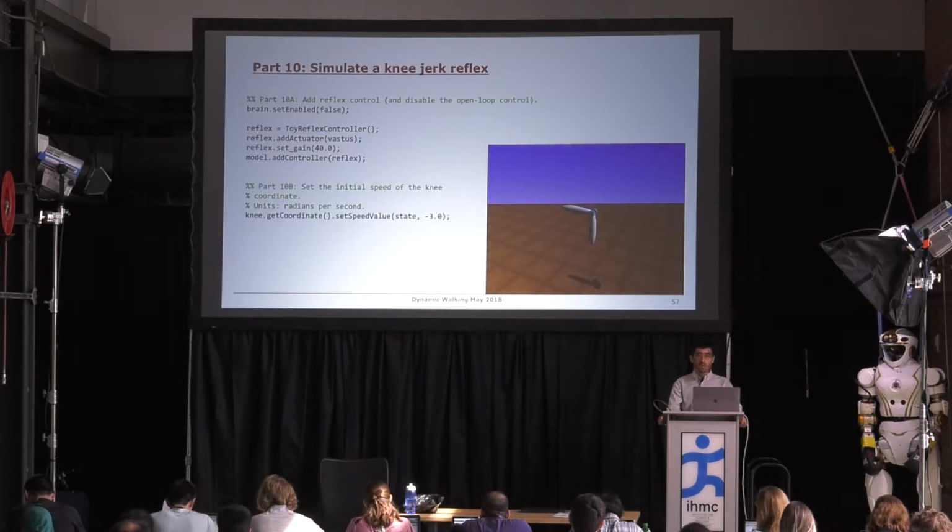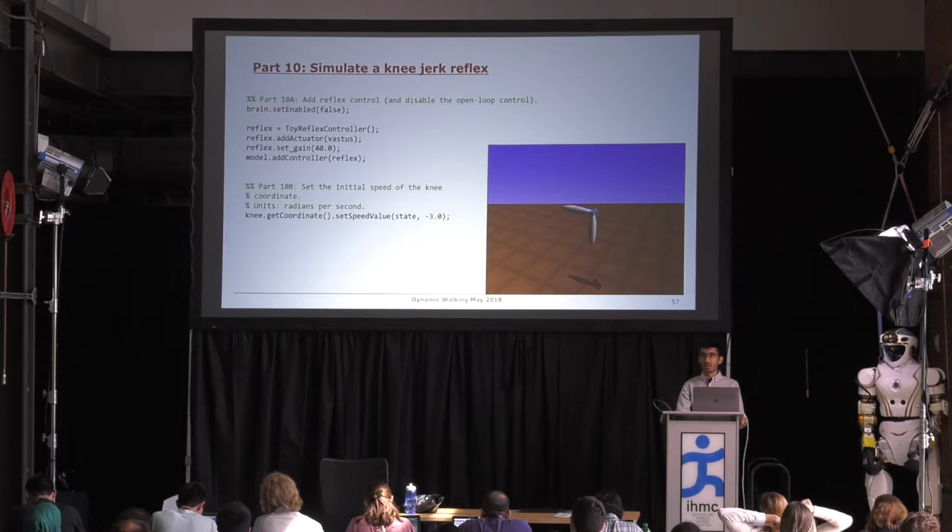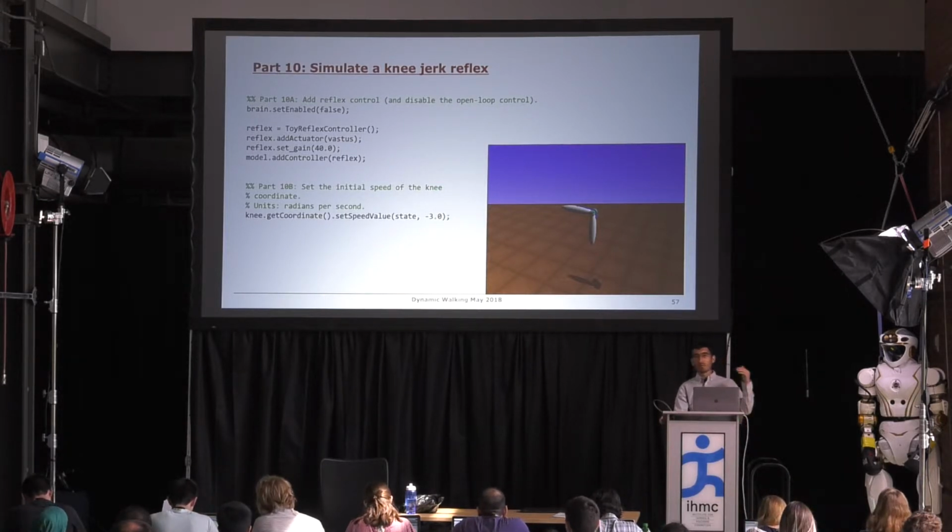Okay, so we showed you one controller that was an open loop controller, but now to simulate the knee-jerk reflex, we're going to use a closed loop controller, a feedback controller. So we're going to disable the open loop controller, and you can do that with brain set enabled false. Then we're going to add a reflex controller called toy reflex controller. So you can construct that component, assign it to a variable. Here I've named it reflex. Then you can add the vastus muscle to that controller.